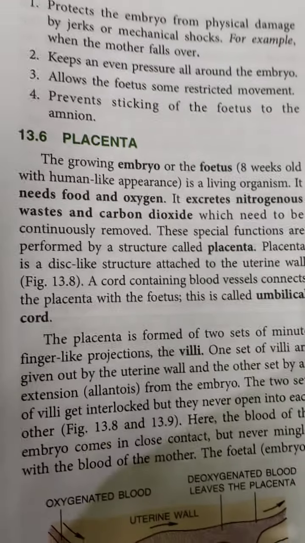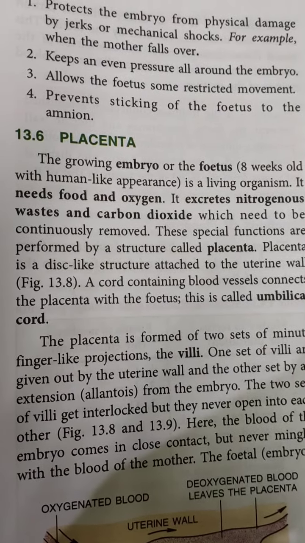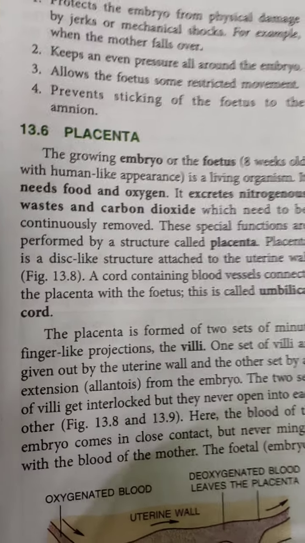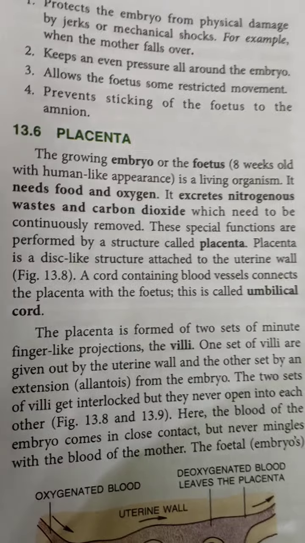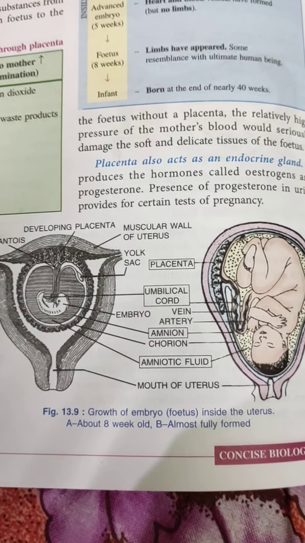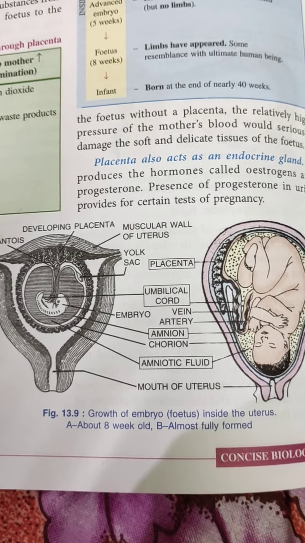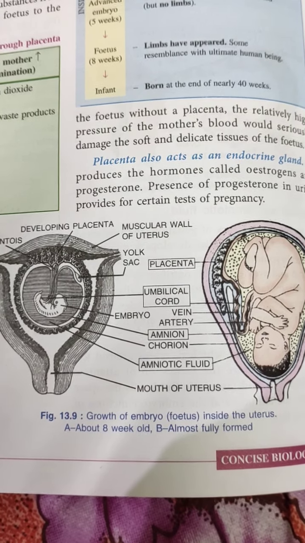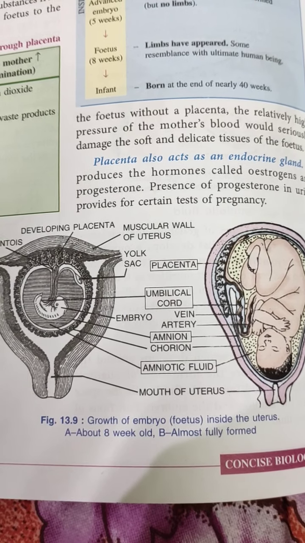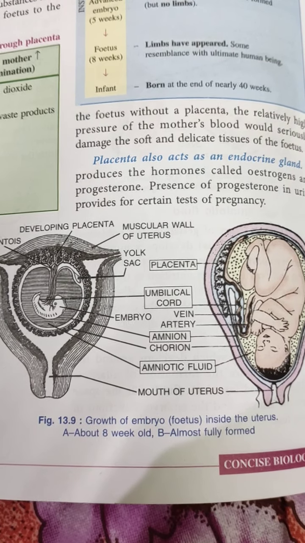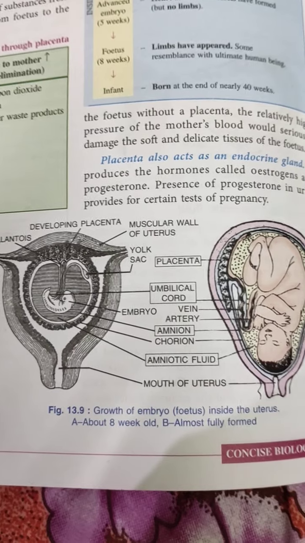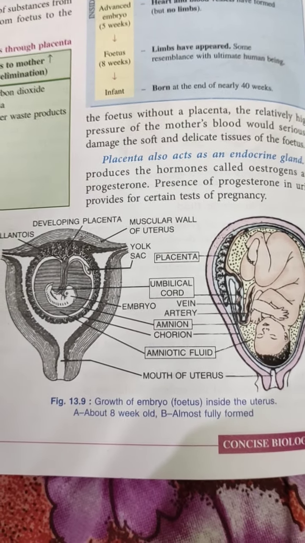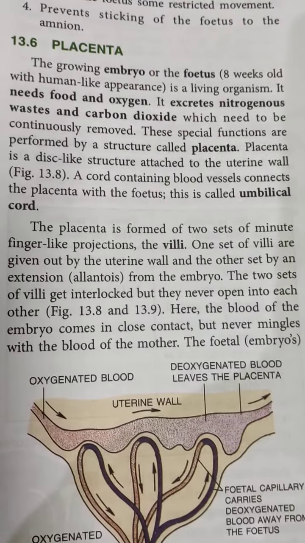Okay. Now what is placenta? Okay, before going to that, please come to the next page. See this diagram. Here we can see amnion, amniotic fluid, chorion, another layer, umbilical cord, placenta, mouth of the uterus. Okay, so this diagram is very important for your labeling. Clear? Now, what is this placenta?